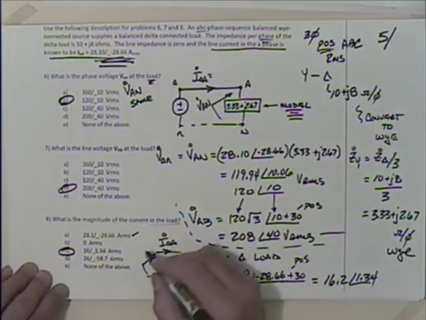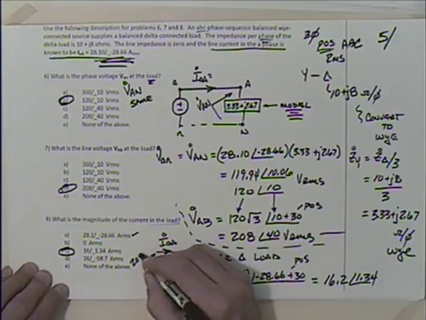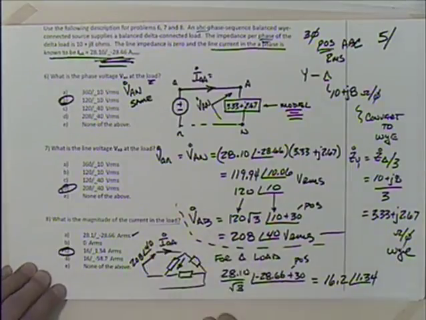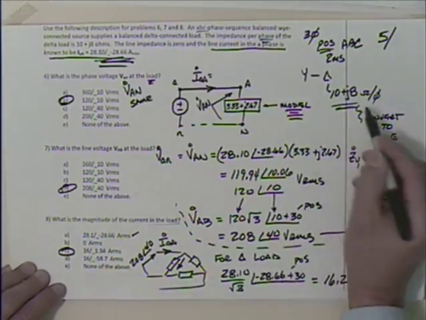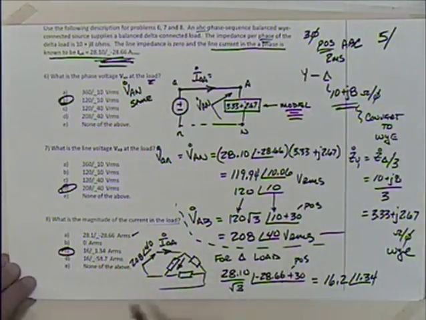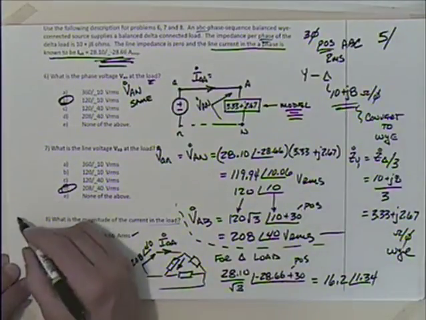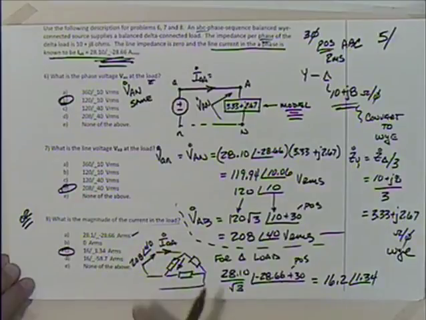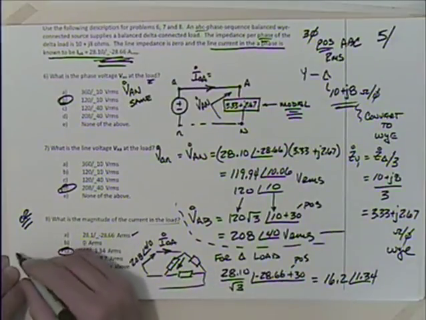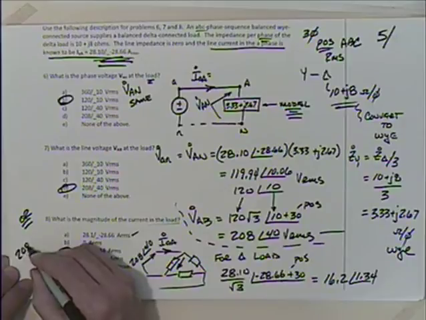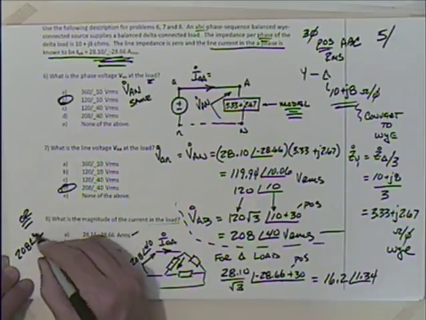So 208 at 40. And do I know the impedance here? Yeah, that was the original impedance that was given right there. So I could find this current. We could take the voltage and divide by the impedance. So what is the voltage? 208 at 40.